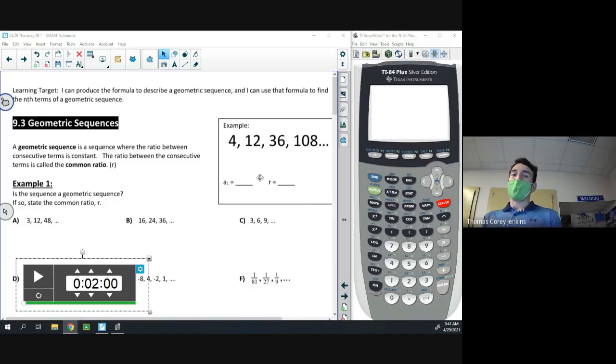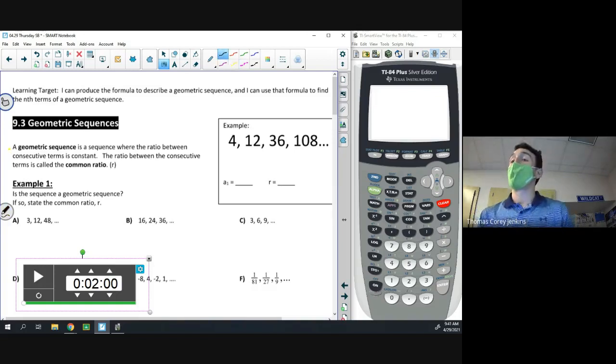All right. As far as the definition goes, it says here that a geometric sequence is a sequence where the ratio between consecutive terms is constant. The ratio between the consecutive terms is called the common ratio, R. So remember, that would be like our common difference on an arithmetic sequence.